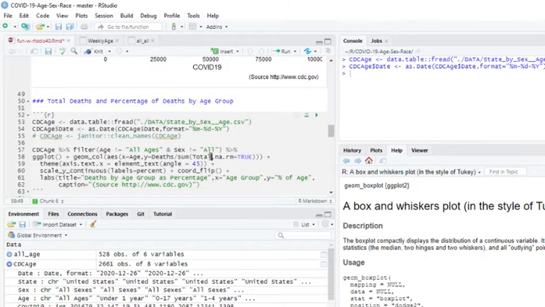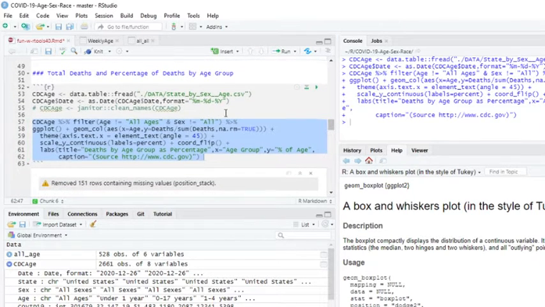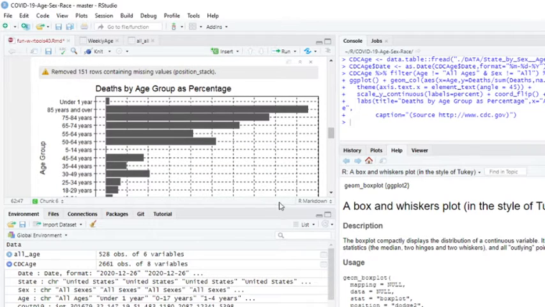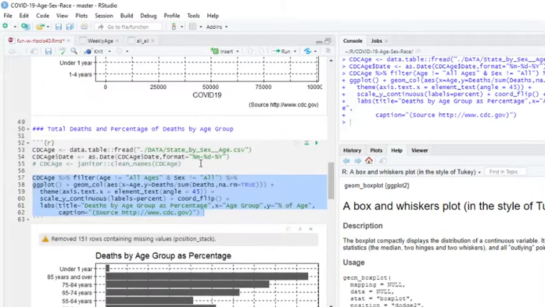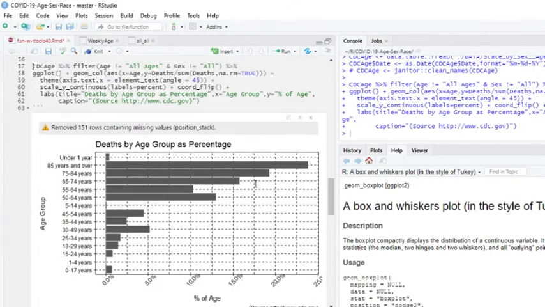What we're looking for here is the percentage of total deaths by age. Okay, so now we got the total by percentage. So let's run this back on the top here. Okay, so now you can see once again, the 85 and older accounts for almost 24% of the deaths so far.